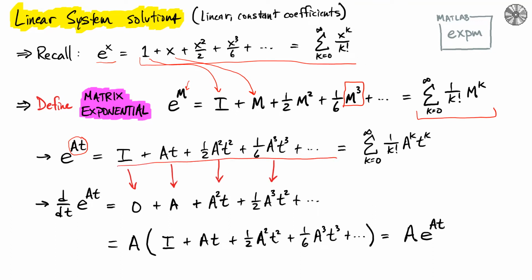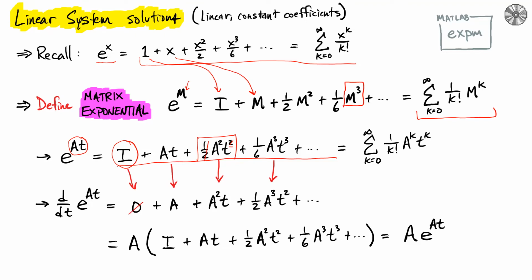And if that's e to the at, we can actually take the derivative of that with respect to time. If we do that, the identity element does not have any dependence on time, so it becomes 0. At is linear in t, so you just get the matrix A. And then in the quadratic term here, the 2 cancels the 1/2, and you're left with A squared t, and so on. And so essentially you reduce a power of t.